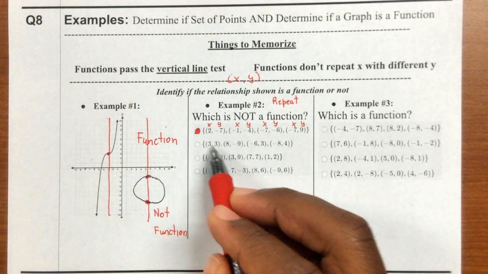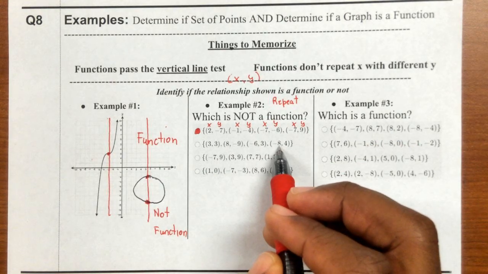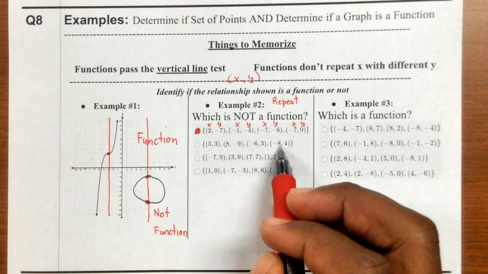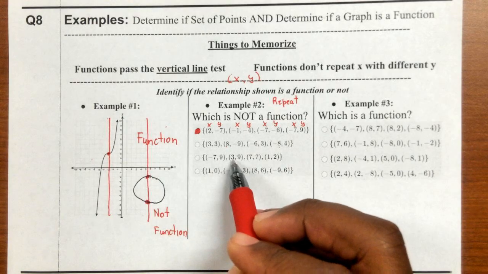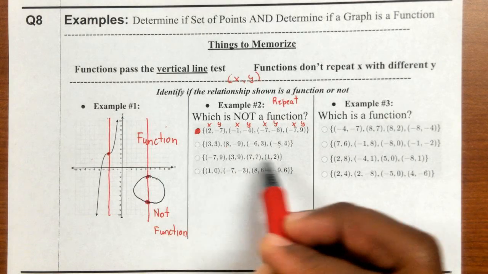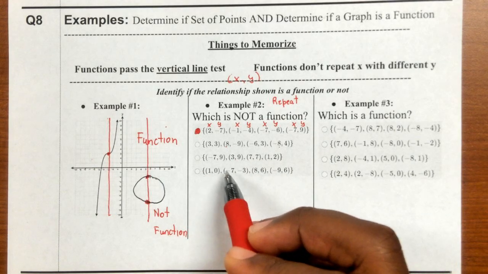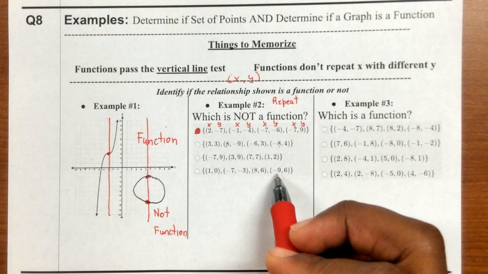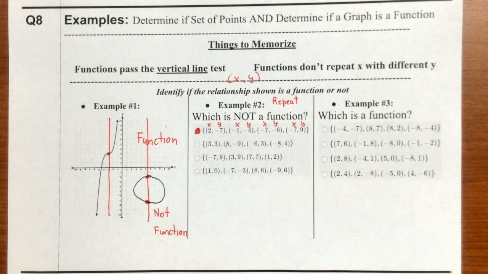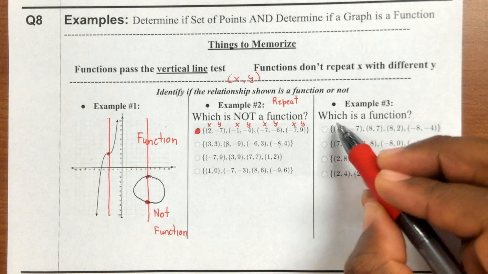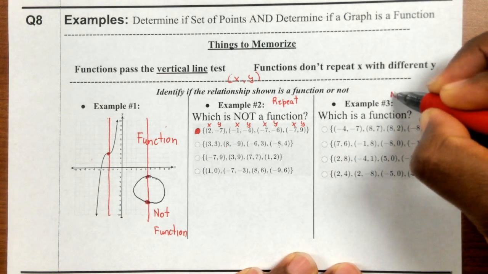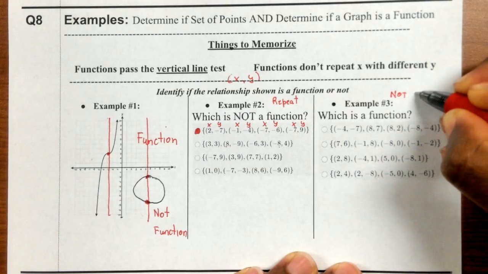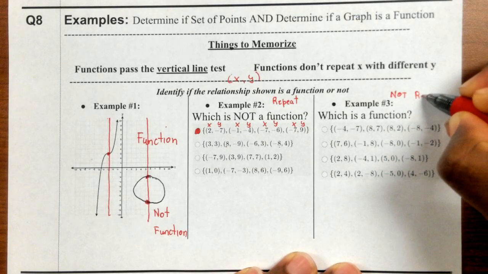Here we see 3, 8, -6, -8. Positive 8 is different from -8, so that means this is a function. -7, 3, +7, 1, function. 1, -7, 8, -9, function. So here, we're looking for which is a function, so we don't want it to repeat. We're looking for things that do not repeat.